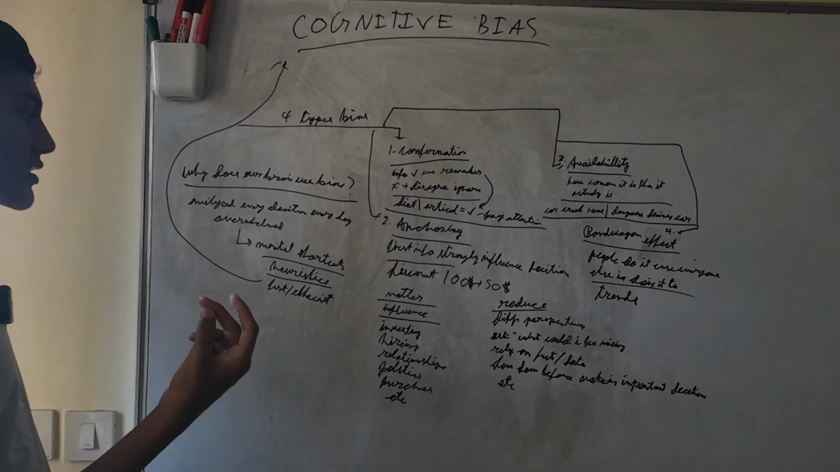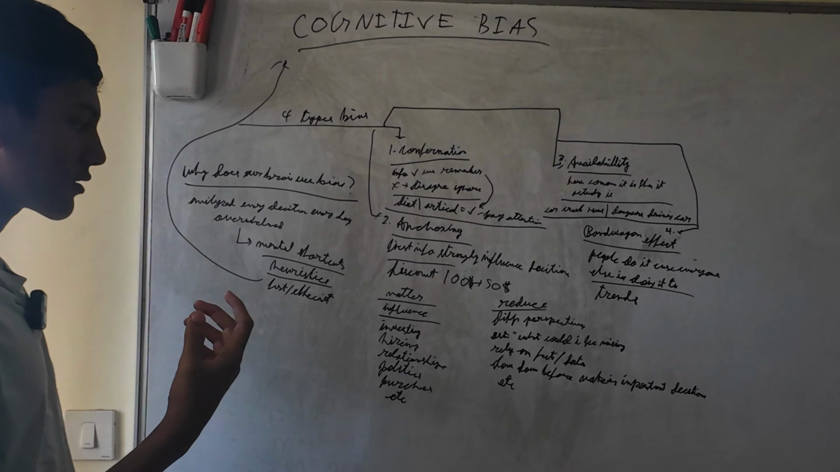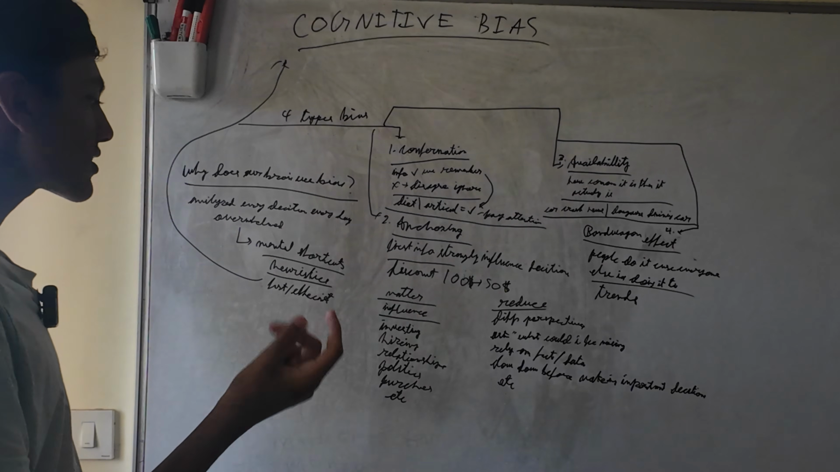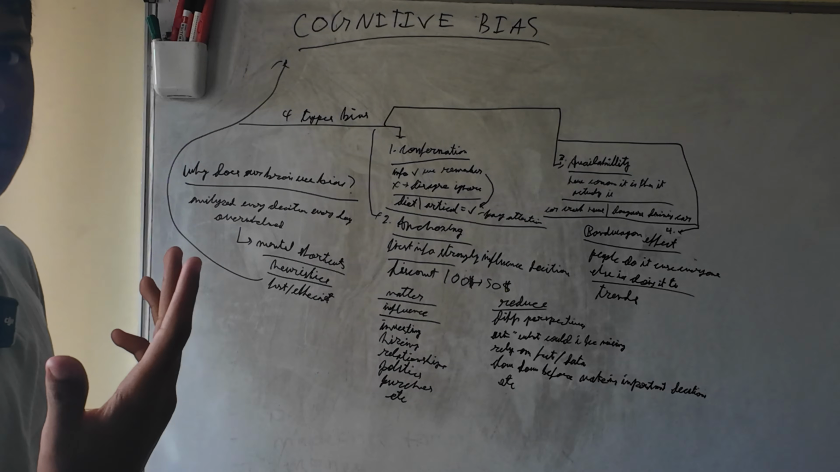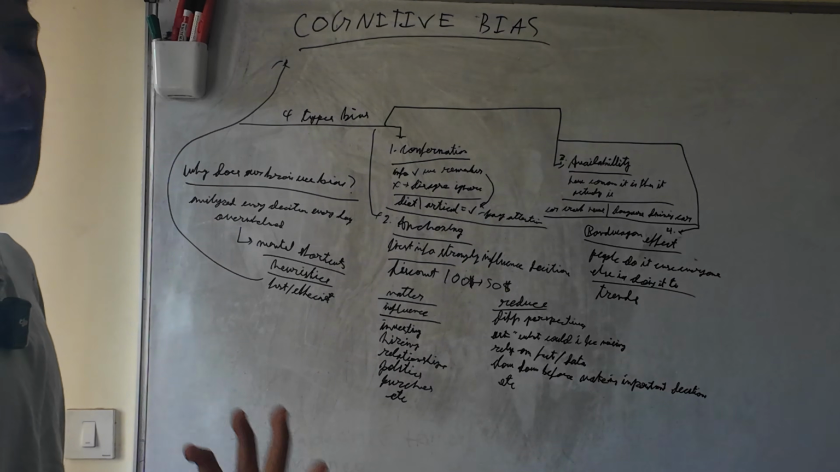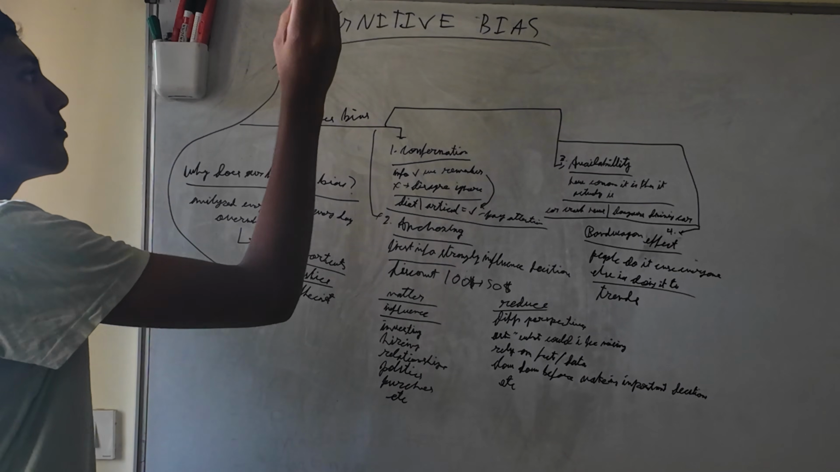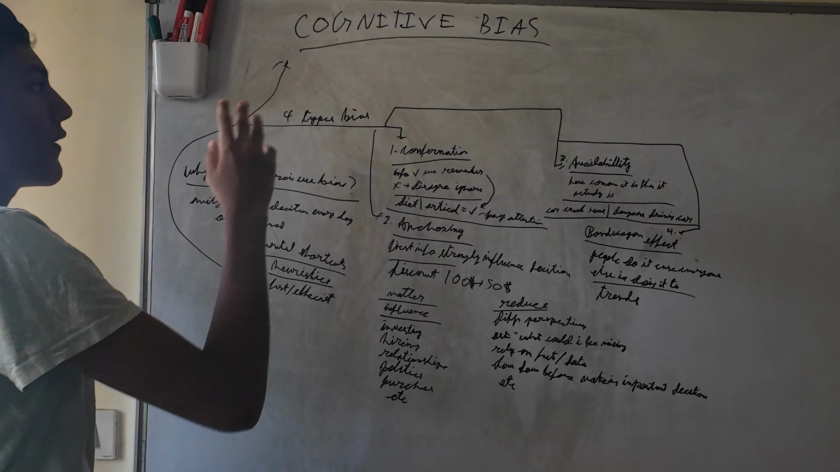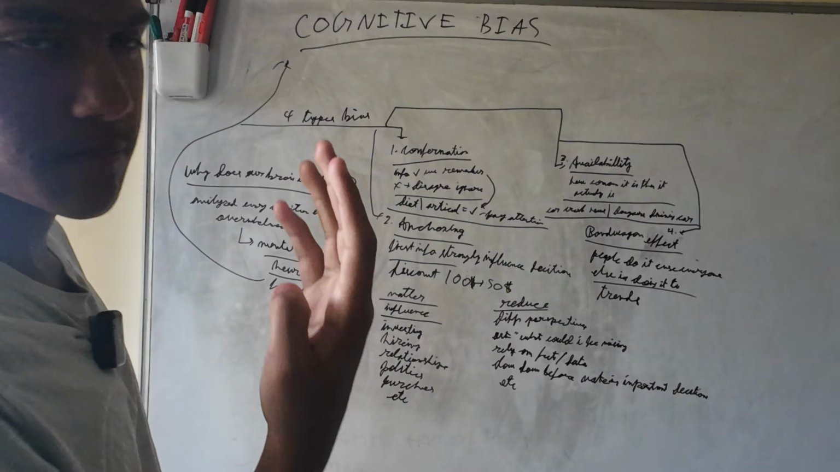So our brain takes mental shortcuts called heuristics, which are basically fast and efficient. But again, while they are fast and efficient, sometimes they can be inaccurate. This can lead to cognitive bias. And there are more or less 4 types of cognitive bias.